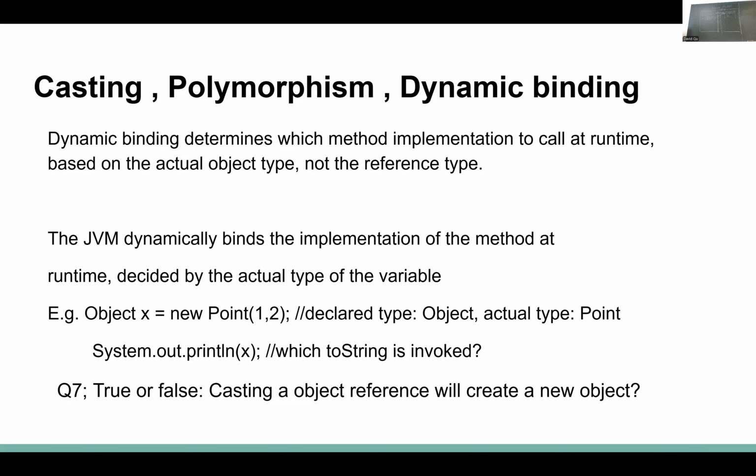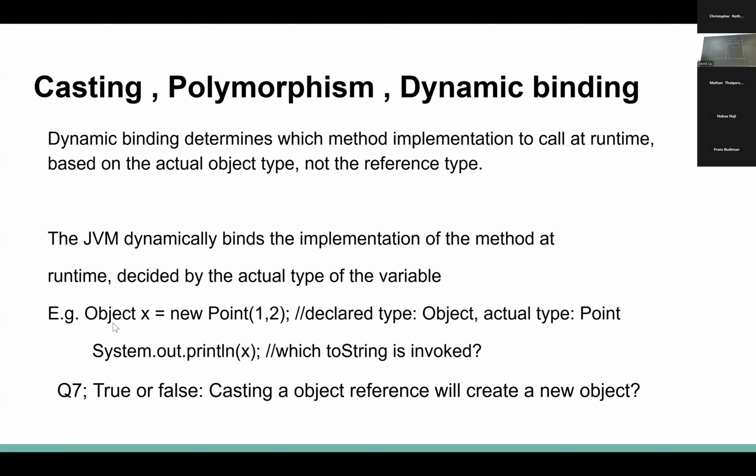Okay, the next thing we go over is dynamic binding. It's quite important. So dynamic binding determines which method implementation to call at runtime based on the actual object type. I have a question later, but let's go over this one really quick. There is an example: object x equals new Point(1, 2). So the declared type is Object, obviously, and the actual type is Point. The actual type you can also call the running type. So for the println function, which toString is invoked?